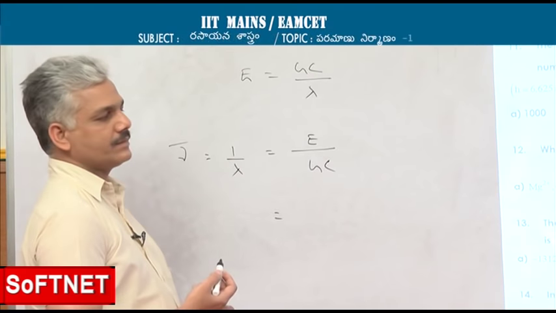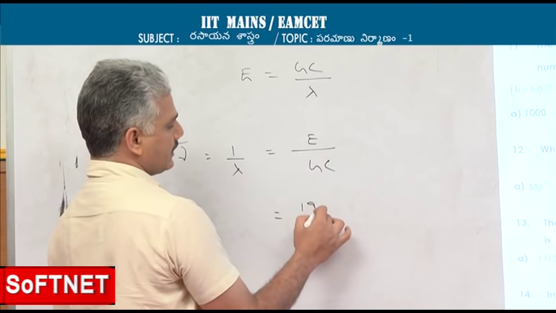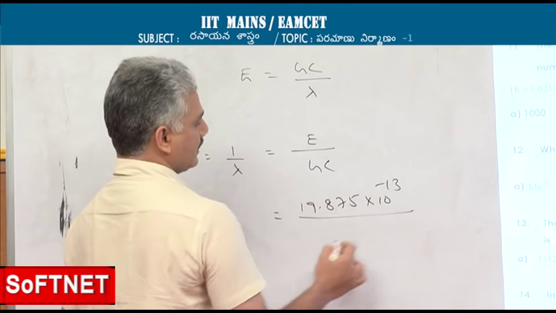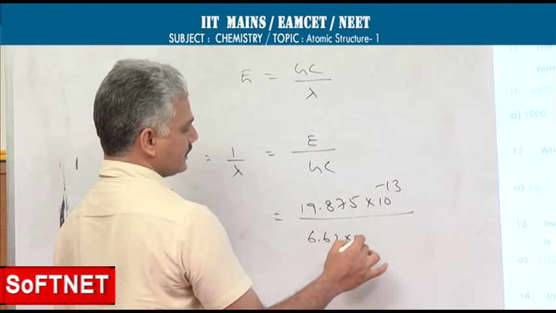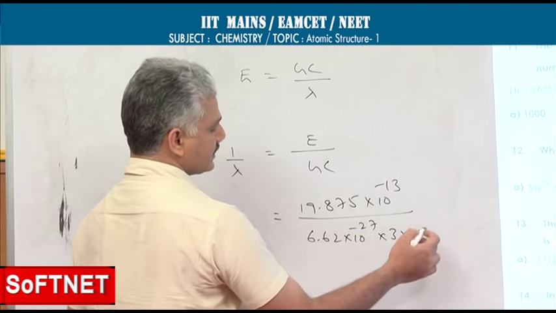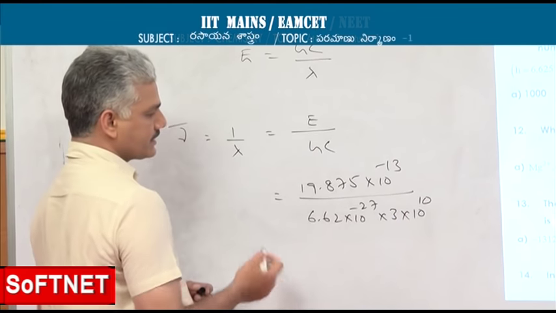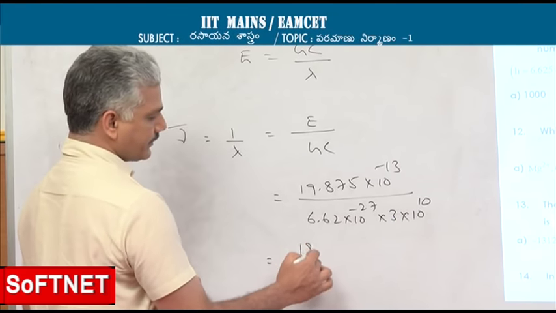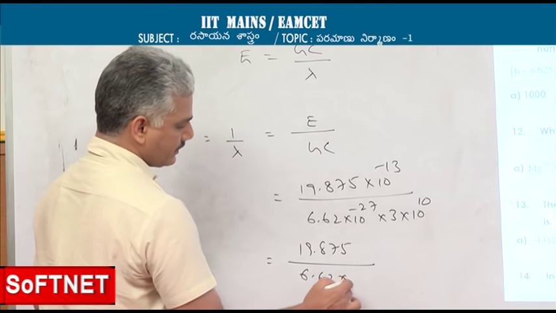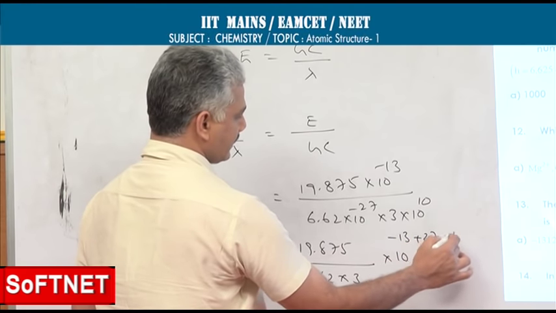All the data has to be substituted in terms of CGS system. E is given as 19.875 into 10 power minus 13, h value 6.62 into 10 power minus 27, velocity of light is taken as 3 into 10 power 10 centimeters per second. So, this comes out to 19.875 by 6.62 into 3 into 10 power minus 13 plus 27 minus 10.